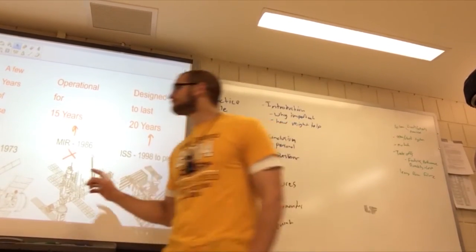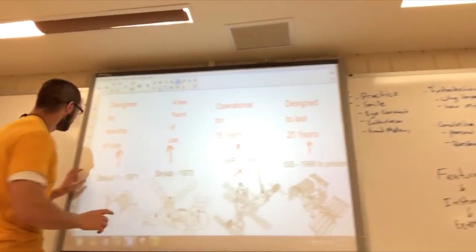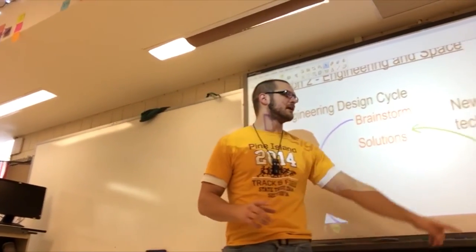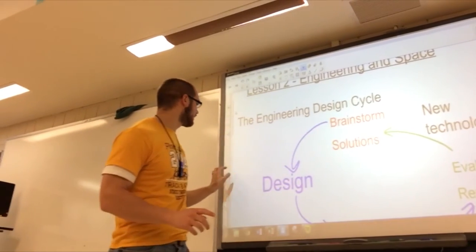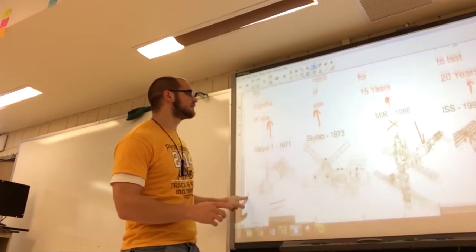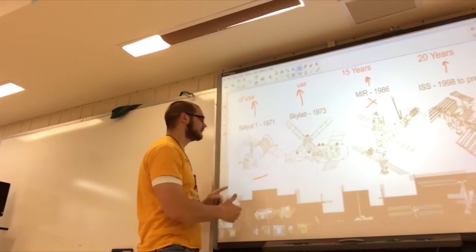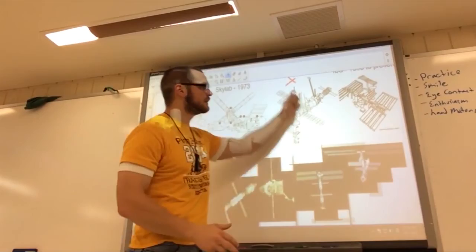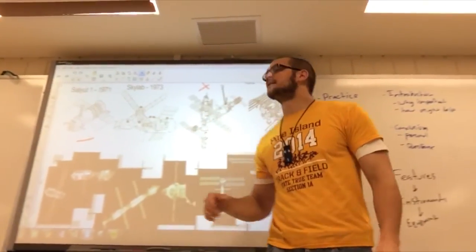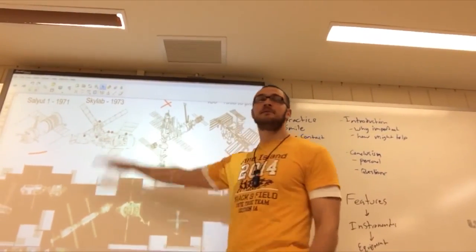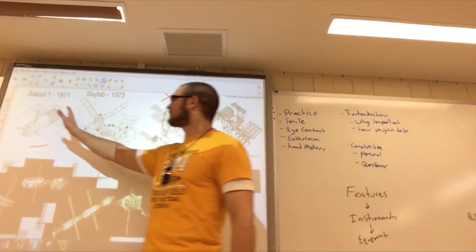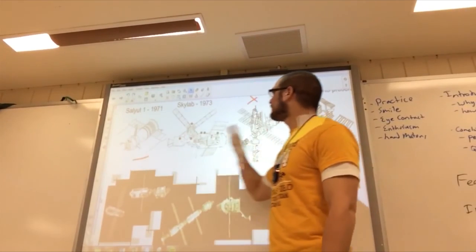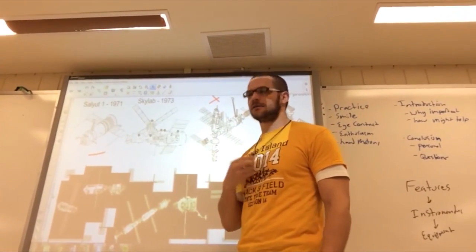So the last thing, we can see the engineering design cycle: design, build, test, evaluate results, brainstorm more. We can see that cycle right here in these different stations. You can see Skylab, then Mir, then the International Space Station. You can see that right here. And what I'm going to have you do right now is discuss how the progression of space stations shows the engineering design process.